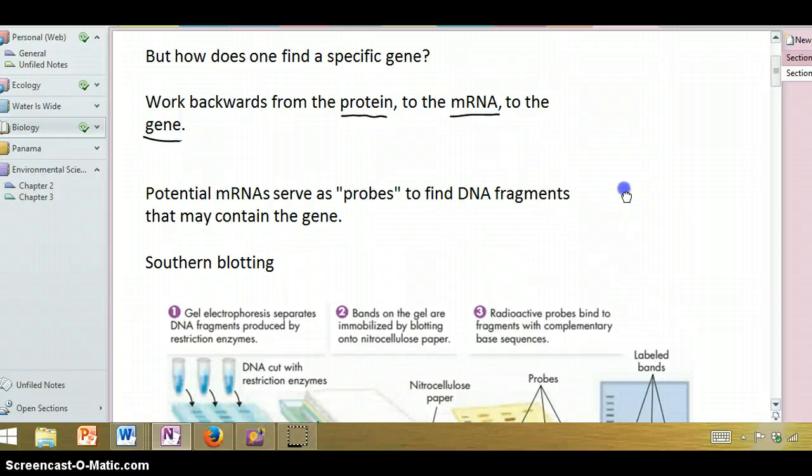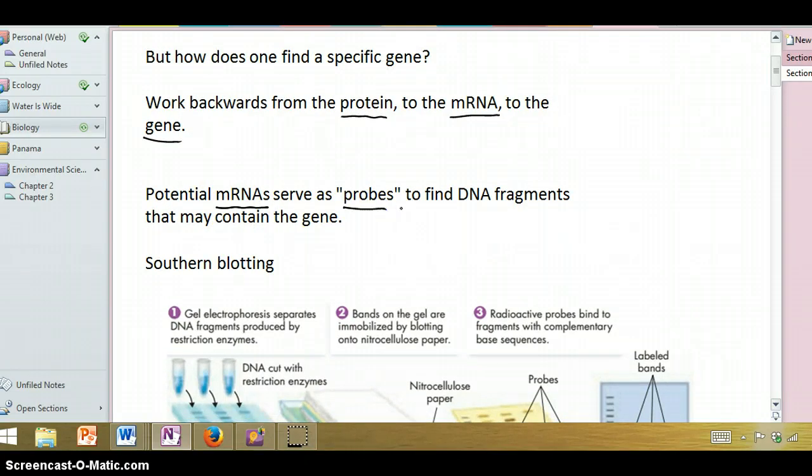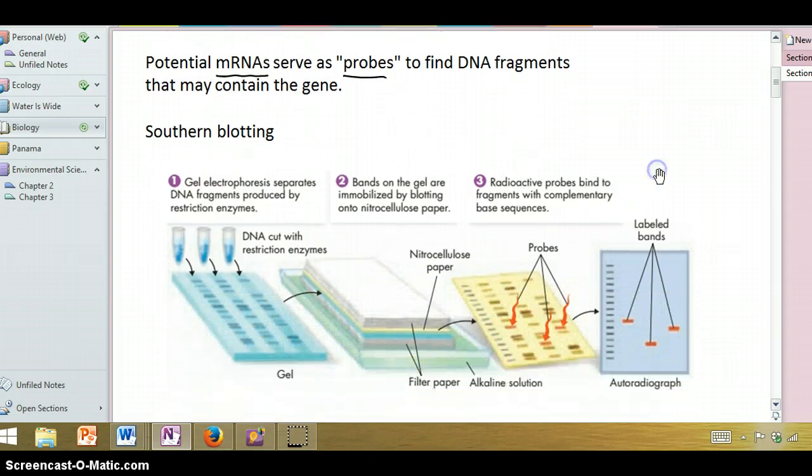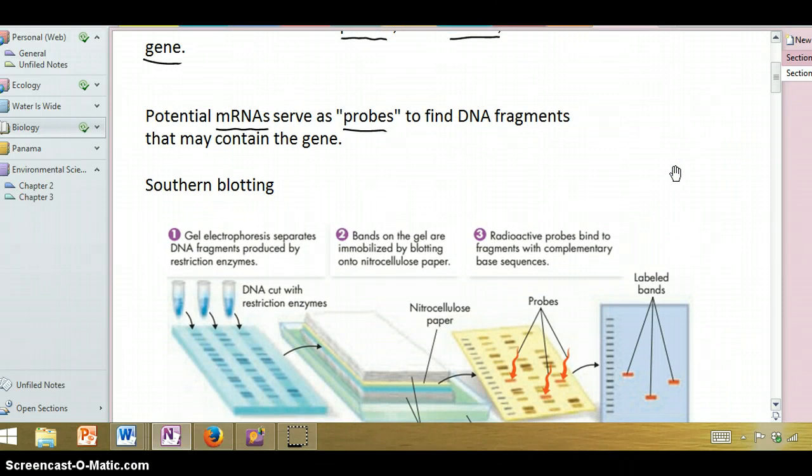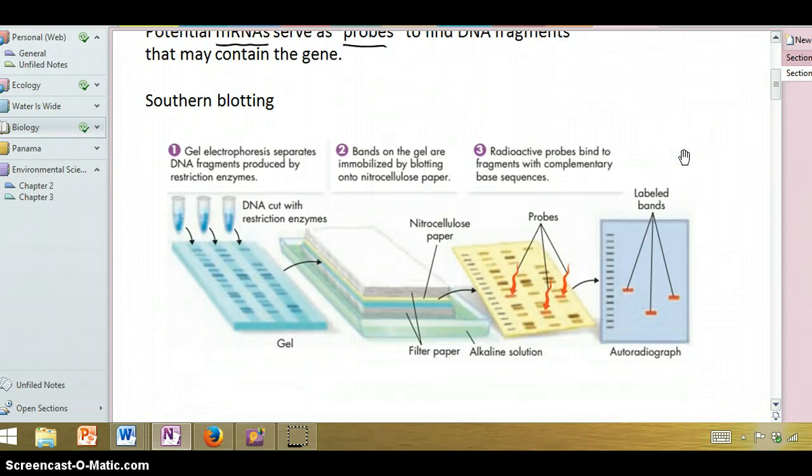So what you can then do is use these mRNAs as probes. You mix up a batch of these potential mRNAs. You've got some DNA where you think the gene is. You use restriction enzymes to cut the DNA up into smaller, more manageable pieces. You use gel electrophoresis, as we talked about, to separate the pieces based on their size. And you can use this technique called Southern blotting, which got its name because it was invented, if you will, by someone whose last name was Southern.